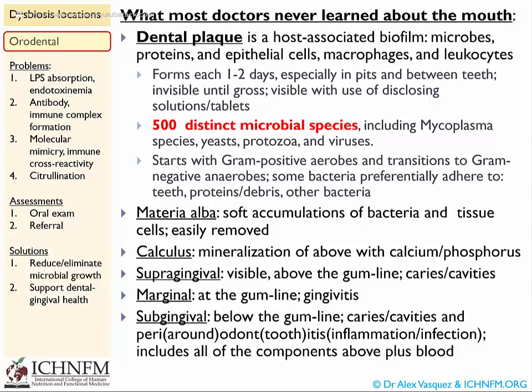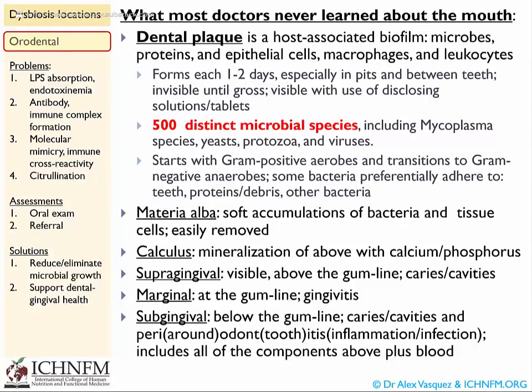So that's why we have to brush and floss on a regular basis, because this dental plaque will form quite rapidly. Some of the terminology that we might want to be familiar with includes materia alba. This is soft accumulations of bacteria and tissue cells, somewhat easily removed, for example, by brushing or flossing. Calculus is mineralization of the materia alba with calcium and phosphorus. That would need to be scraped off, usually by a dental cleaning.